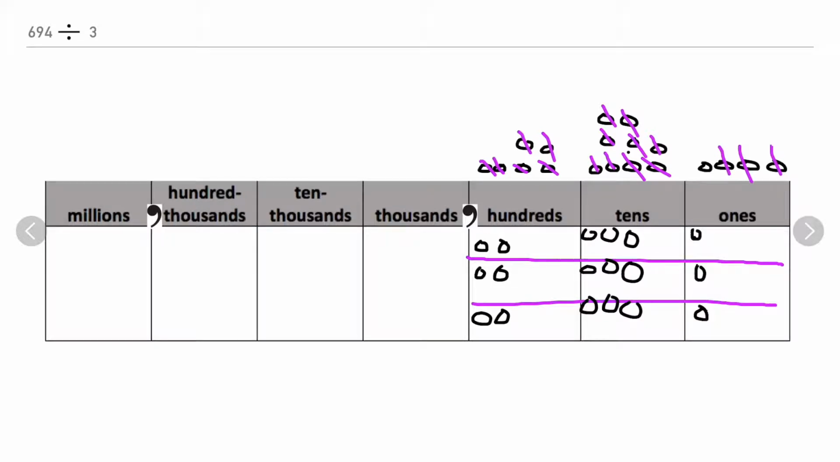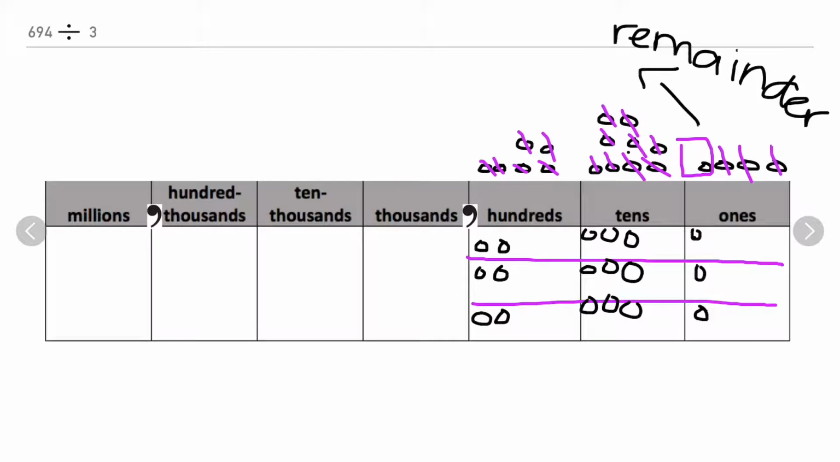Uh-oh. This last one cannot go into any of my groups because that would mean my groups would be uneven. So what does this last disk represent? If you said it represents my remainder, you are absolutely correct.